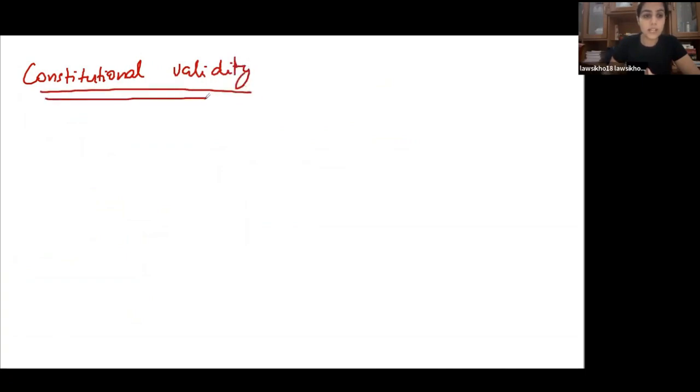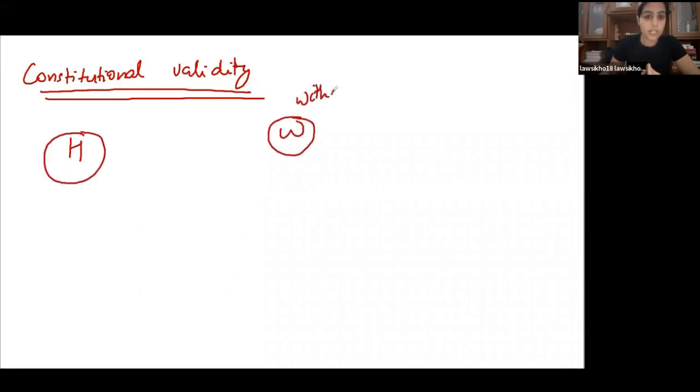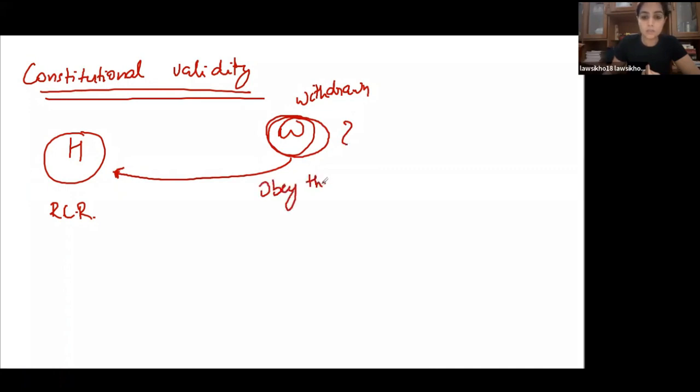Right? Now, before we proceed on to further discuss constitutional validity, it is important for us to first understand what happens if a decree of restitution of conjugal rights is not obeyed. Okay, so let's understand a case. There's a husband and there's a wife. The wife has withdrawn from the society. Okay, and the husband obtains a decree of restitution of conjugal rights. So what does this mean? That the court has asked the wife to return to the husband and live together with the husband, right? So what if the wife does not obey this decree? So what will happen?